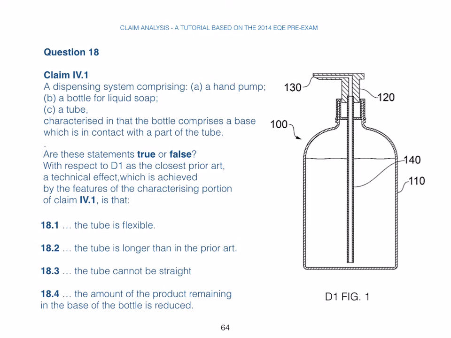So let's go down through the four possibilities, and we'll answer them one after the other, and then we'll consider the answers in the examiner's report. First technical effect is that the tube is flexible.